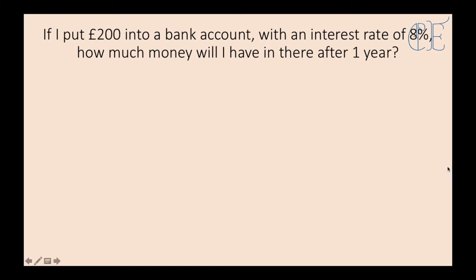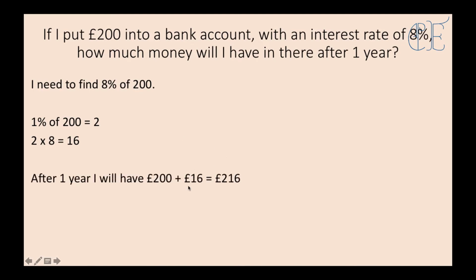So this one's nice and easy because it's only 1 year, so it's just an interest rate of 8% per year. So I need to find 8% of 200. Well, 1% of 200 is 2, because all I need to do is take off those 2 zeros to find 1%. Okay, I divide it by 100 technically, but I take off the 2 zeros. So it's 2. So because 2 is 1% and I need 8 of them, I times it by 8 to give me 16. So I've made £16, so in total I have my 200 plus my 16, giving me £216. Nice and easy, that one.